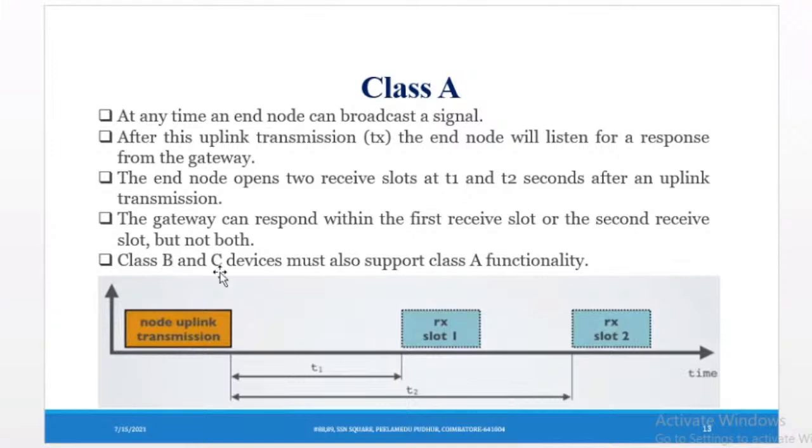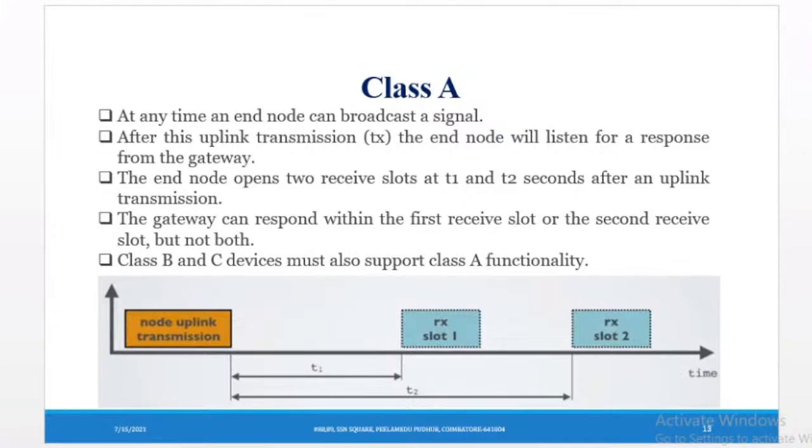And these class B and class C devices must support class A functionality also. Okay, so the functionality of the device is the same. The two windows only I'm going to use, but what is the difference between classes? So how I'm going to use this RX2 slot? That is the major difference between these three classes. Okay, now I hope you are okay with this.